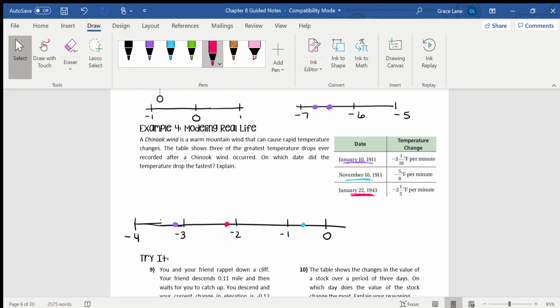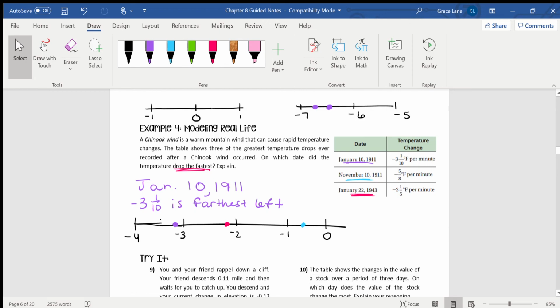So which day did the temperature drop the fastest? I would say the purple dot, because it is farthest to the left. So the temperature dropped the fastest on January the 10th, 1911, because negative 3 1/10 is farthest left, which means it's the smallest number. Okay, you guys try the next couple.